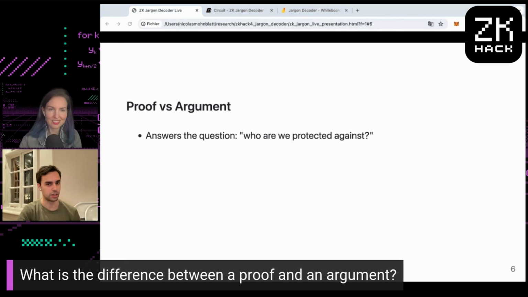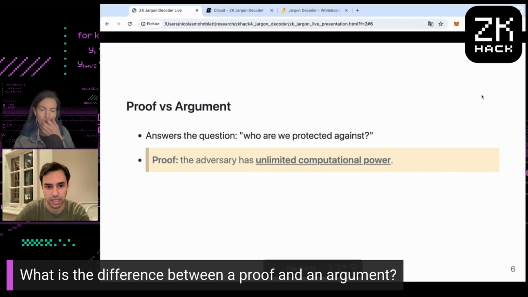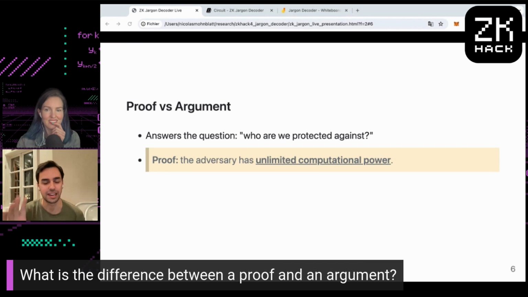Is the attacker anyone in the world? Is the attacker something specific? And so in the case of a proof, the adversary is anyone, has unlimited computational power. Like, I don't care how many computers you have. I don't care if you have a quantum computer. You will not be able to break this. And again, let's be careful about what assumptions we make. You can have proofs assuming that hash functions cannot be reversed. So that's a proof.